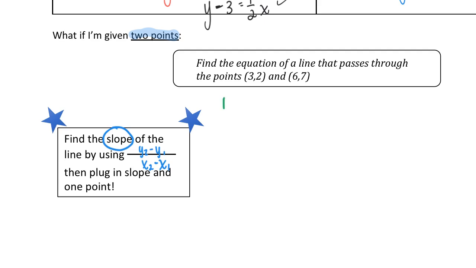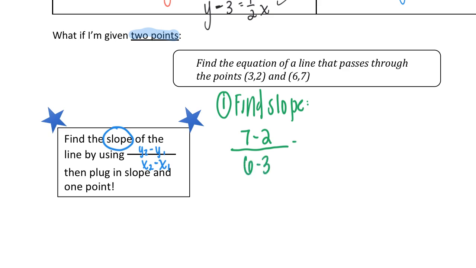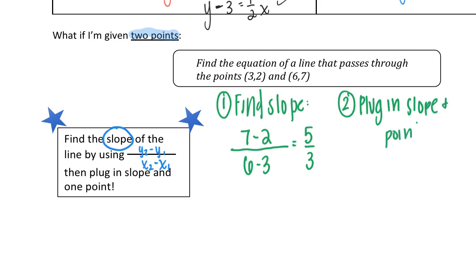So we're going to first find the slope, find the change in your y's over the change in your x's. Leave it as an improper fraction. Then you can plug in your slope and a point. It does not matter which point you use.